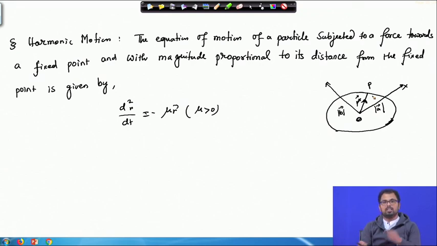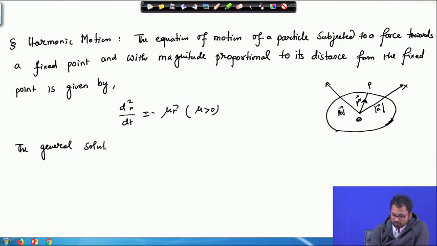So, when you change the direction of a vector, then in that case you have to put a minus sign. That is why we have taken minus mu r, where mu is the constant basically. So, the general solution of this equation can be written as follows.